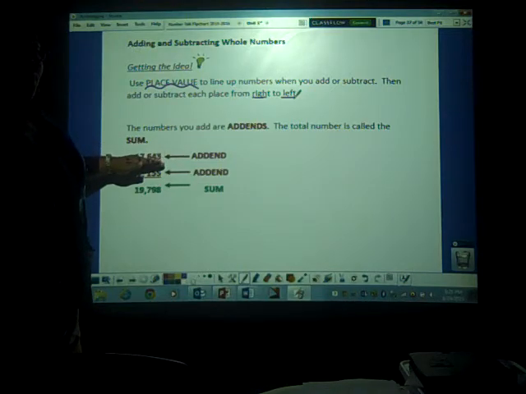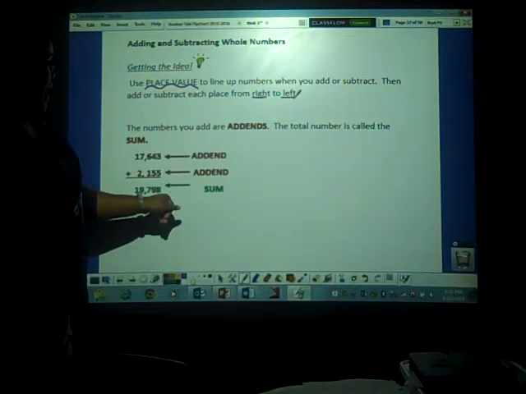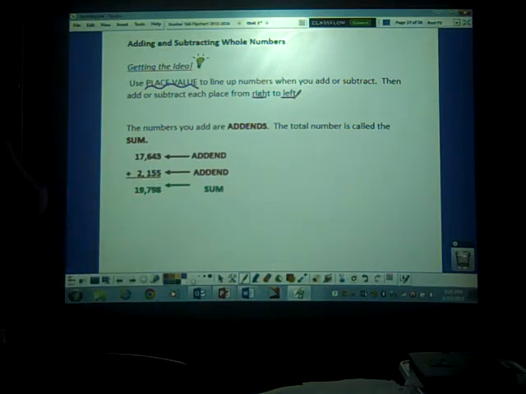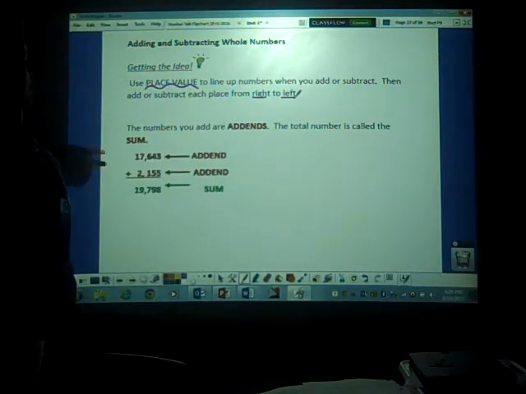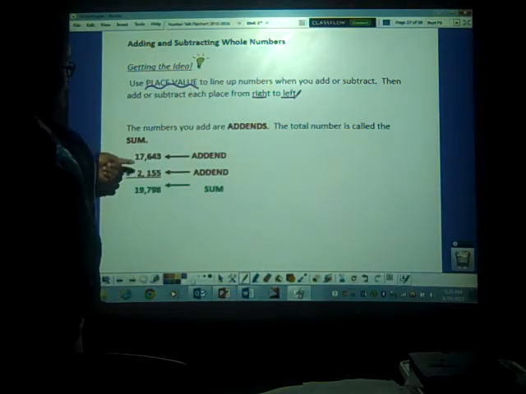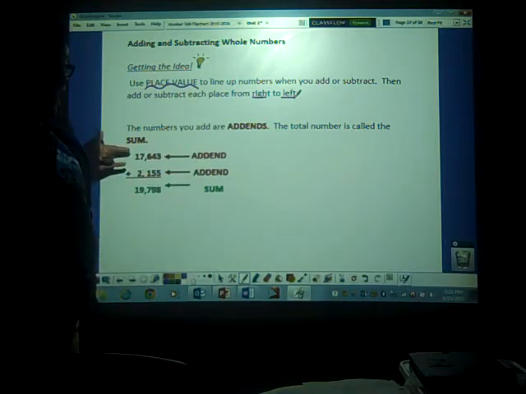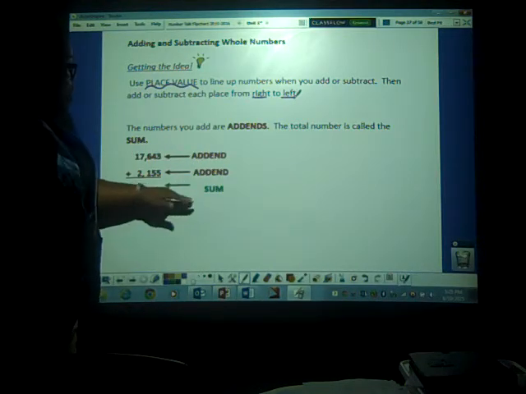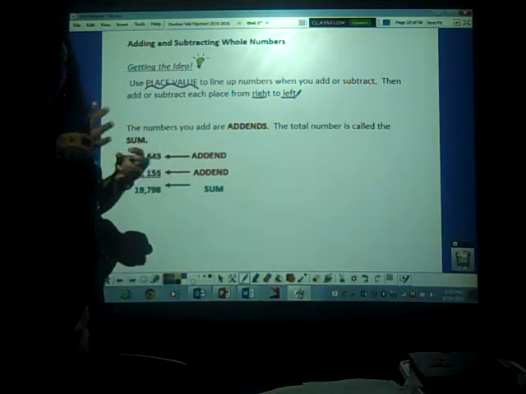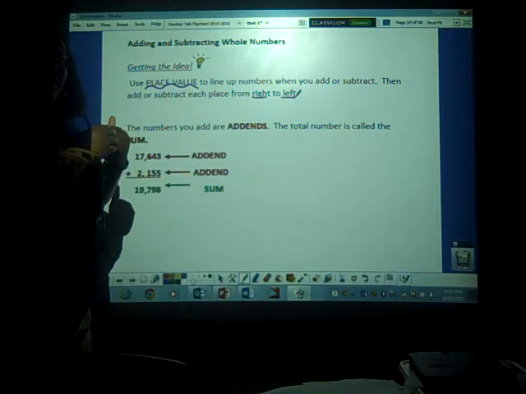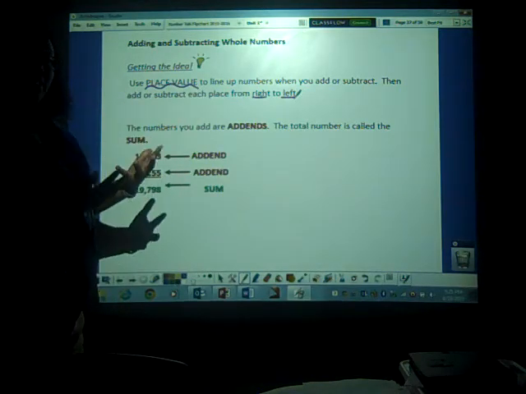You're lining up your numbers by place value and you're adding them up starting from the right-hand side and working your way to the left. So you start from the right and work your way to the left. Each number that you're adding up together is called the add-in. Your answer, when you're done adding up your numbers, is called your sum. So this is just some vocabulary you need to know and be able to identify so you can know what makes up part of the standard for NBT4.